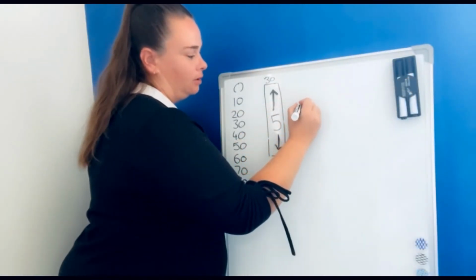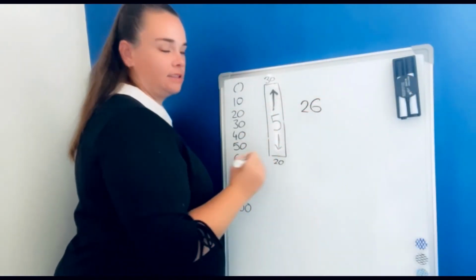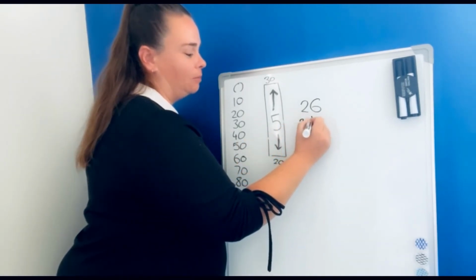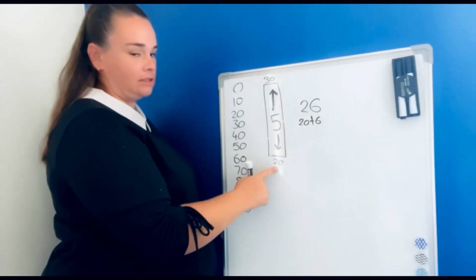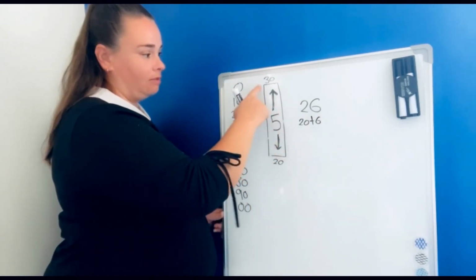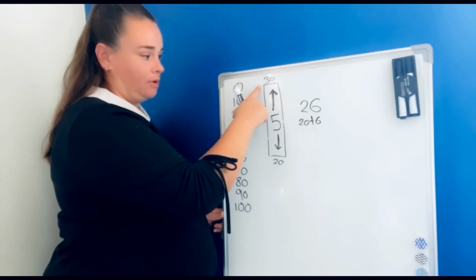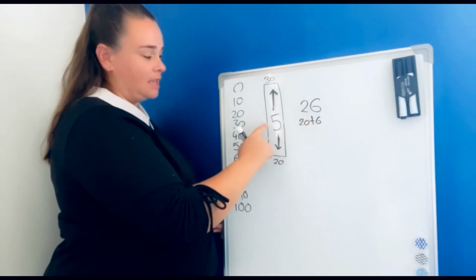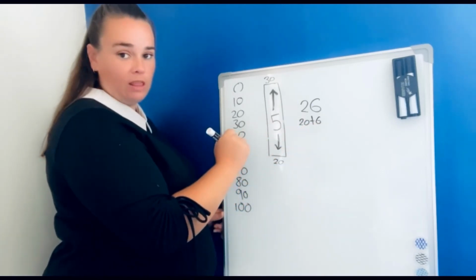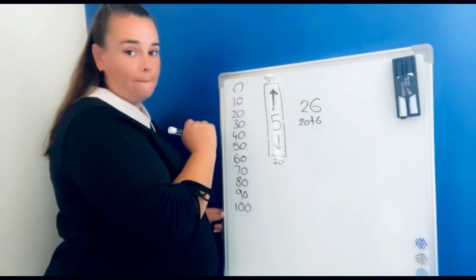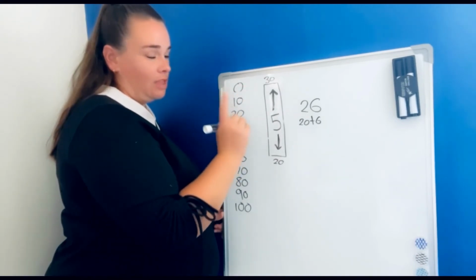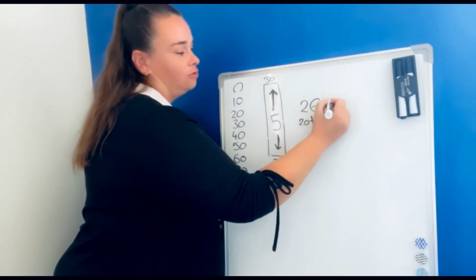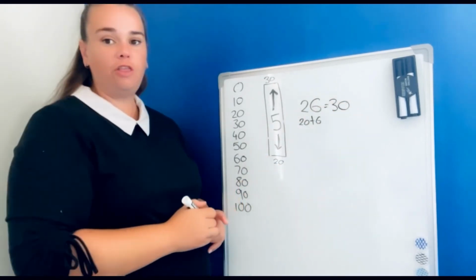How about the number 26? Let's look at what makes up 26. 20 plus 6. So 20 is going to be the rounding down number, and 30 is the rounding up number. So we look at the 6 and we say to ourselves, is it bigger than 5 or smaller than 5? It's bigger than 5, isn't it? So that means we're going to be rounding it up. So 26 is rounded up to 30.